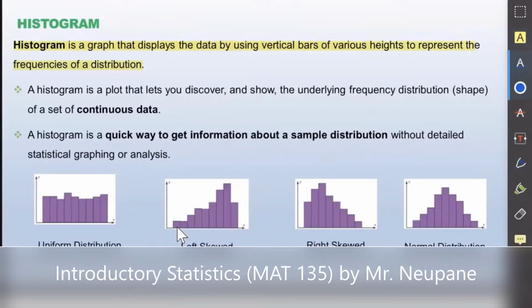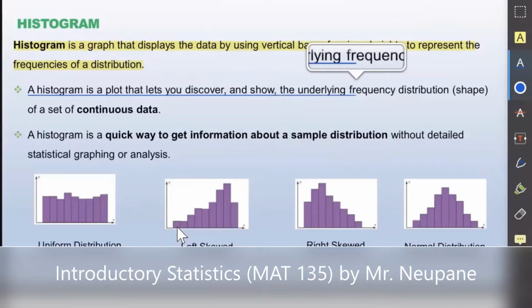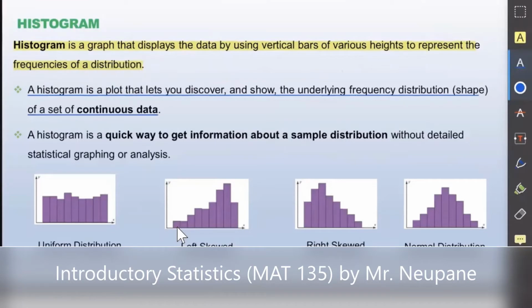A few more concepts or ideas on frequency distribution that go along with the histogram is this. A histogram is a plot that lets you discover and show the underlying frequency distribution shape of a continuous data. So this one is normally for the continuous data, but the key thing here is the histogram will give you the shape of the distribution.